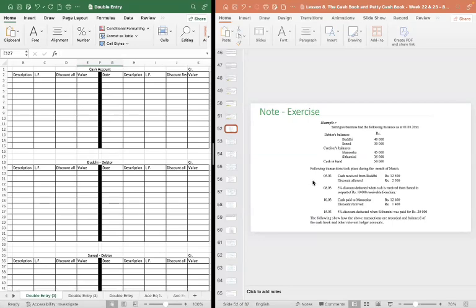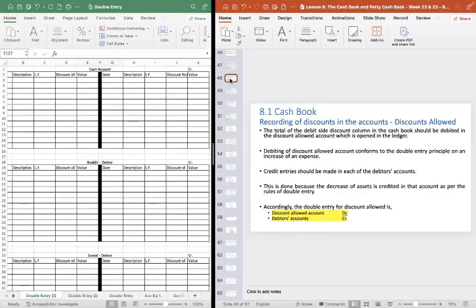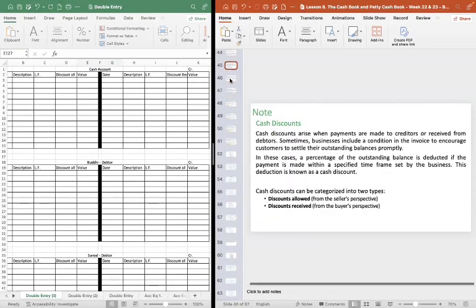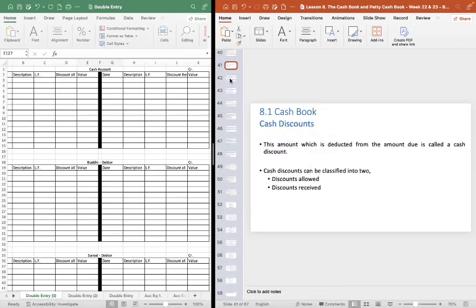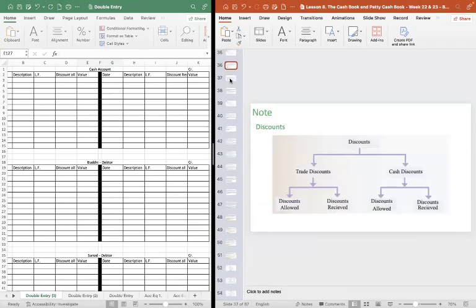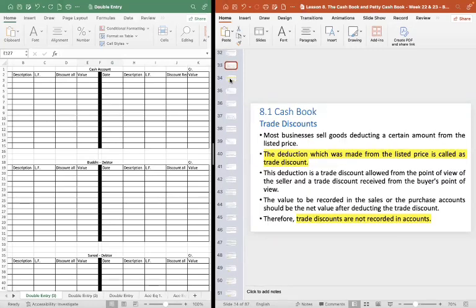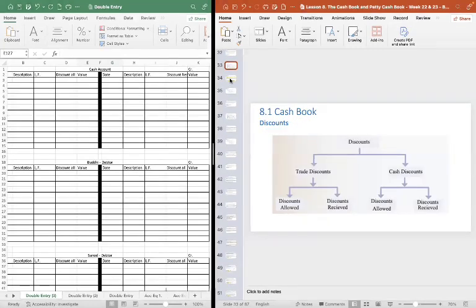Now, yesterday we were learning about the discounts. Firstly, we learned about the trade discount. And then we discussed the cash discounts. Now, when it comes to trade discount and cash discount both, we have the discounts allowed and discount received. Trade discounts also have discount allowed and discount received, and in the cash discounts also, we have discounts allowed and the discounts received.